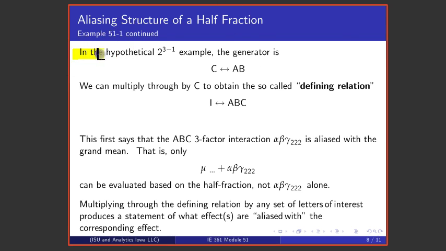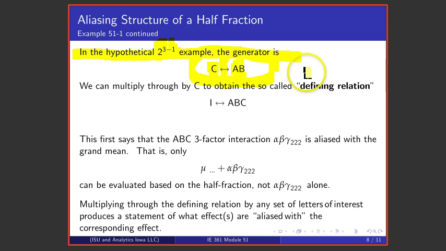Here's an example. Let's take a hypothetical situation where I have 3 factors, each at 2 levels, and I want to make a half fraction. Well, the generator then is that levels of factor C are chosen as products of signs for factors A and B. That means that the C main effect is aliased with, is confounded with the AB two-factor interaction. This is the so-called generator for the plan because it says how levels of factor C are chosen.